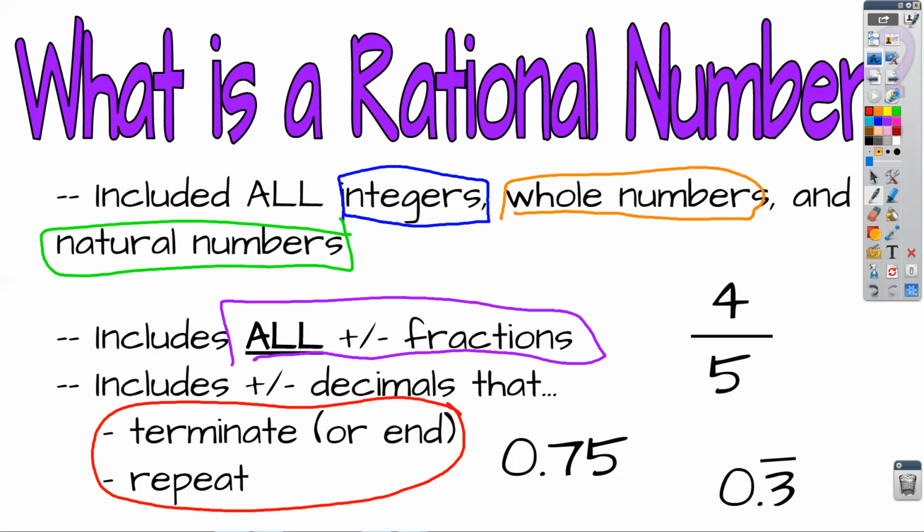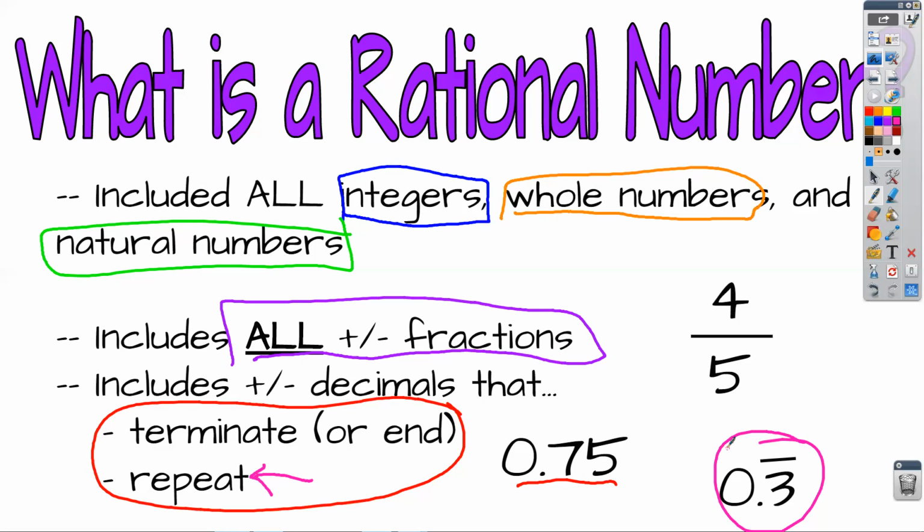So they're decimals that terminate. Terminate means to end. For example, 0.75, 75 hundredths. It ends, it does not go on forever and ever and ever. It also includes repeating decimals, such as 0.3 repeating, which is 1/3. Repeating decimals repeat the same number forever and ever.